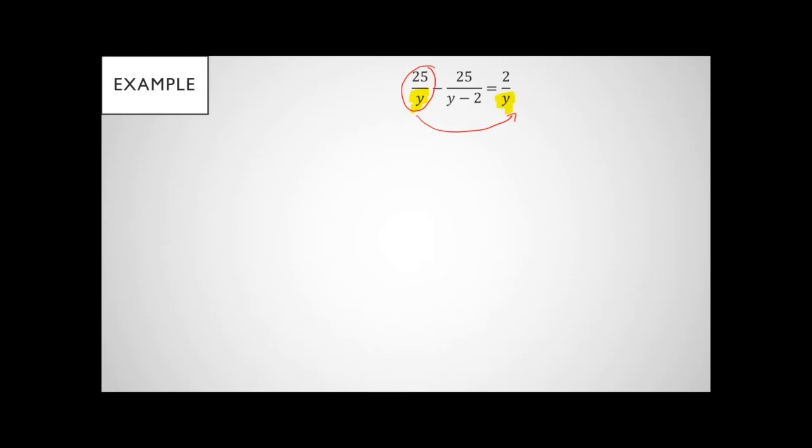So as soon as I see that I have denominators that match, that is the first thing that I see in my head, is make sure those are on the same side, so that way you can combine them and then cross multiply.